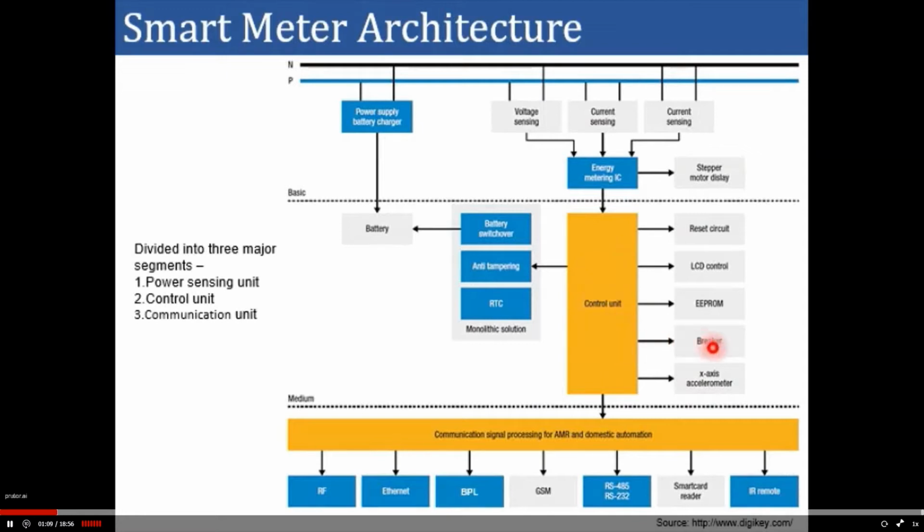Say if you want to break the circuit, then the processor which is there in the control unit will sense the condition of disconnect, and it will send a signal to the breaker unit to disconnect the meter. Similarly, the LCD control will keep on showing the various parameters. The control unit will send the information to the LCD control unit to display the parameters on the display.